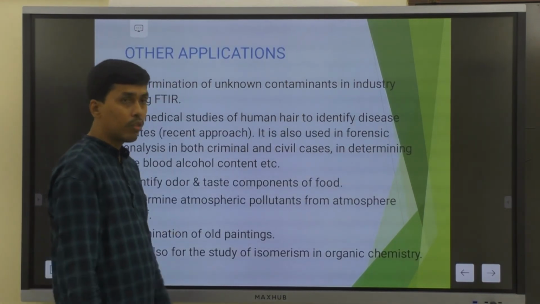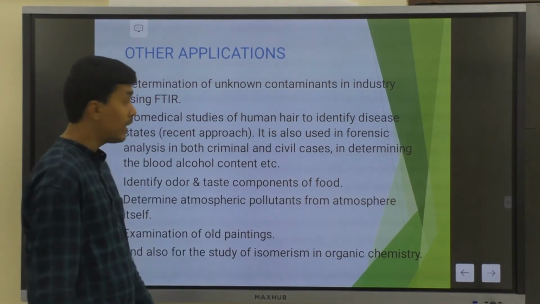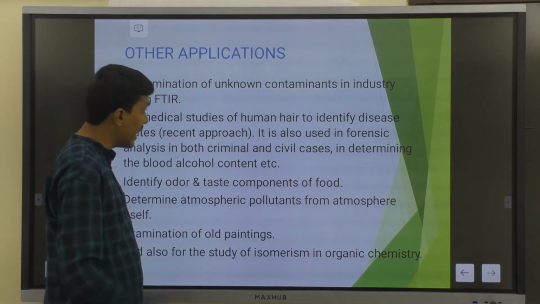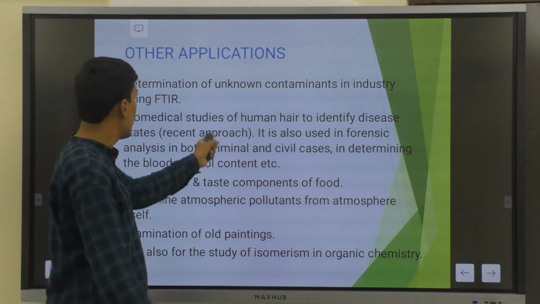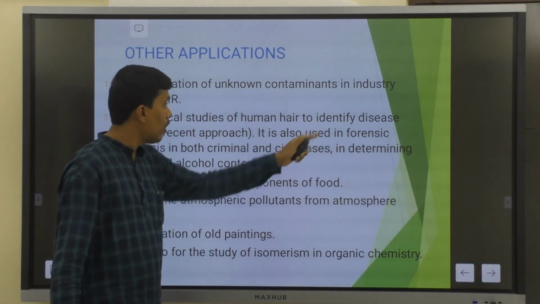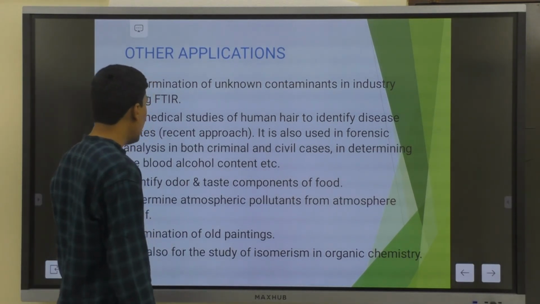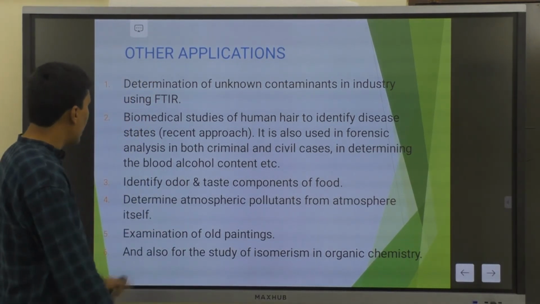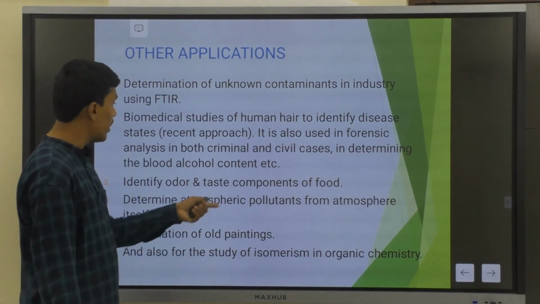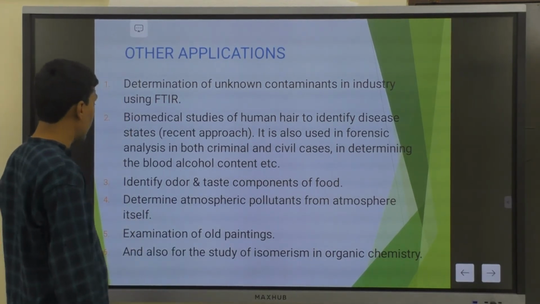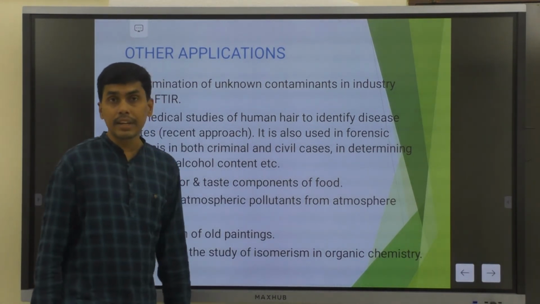And other applications we will see: determination of unknown contaminants in industry using FTIR, and biomedical studies of human hair to identify disease state. This is a recent approach. It is useful in research also. It is also used in forensic analysis, in both criminal and civil cases, in determining blood alcohol content, etc. It can identify odor and taste components of food, determine atmospheric pollutants from the atmosphere itself, examine molded paintings, and also study isomerism in organic chemistry.